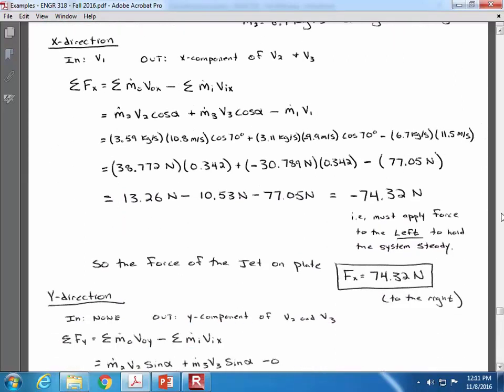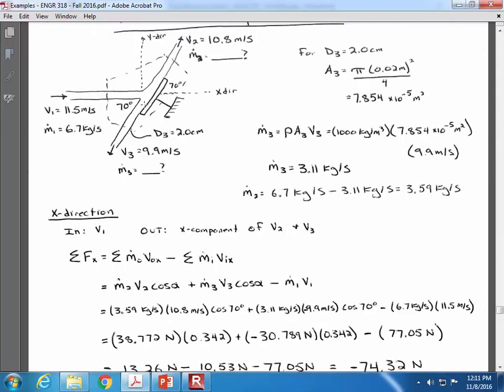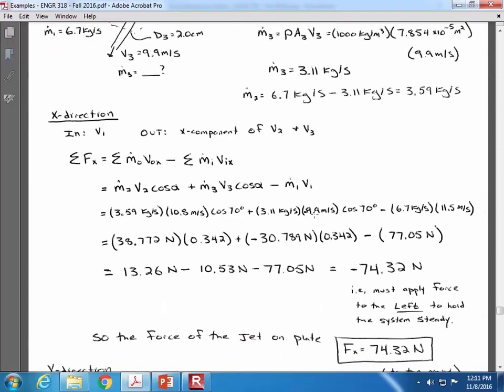All right, so for the x direction, the most common oversight that I noticed when I was walking around is that, remember, since this outflow in the x direction is to the left, we need to put a negative sign there for the 9.9 meters per second when we're substituting in. This is a case where there are actually 2 different out streams. In the formula, the sum of the mass flow out times velocity out means there may be more than one stream, and that's the case here.